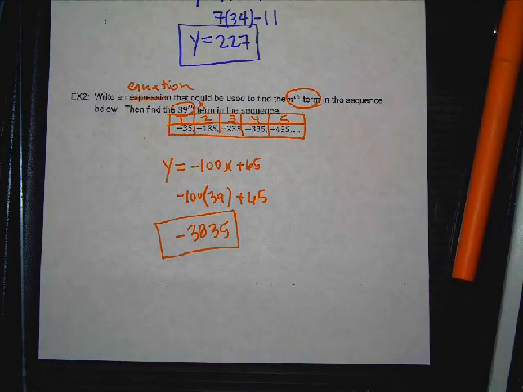Questions? Okay, so what happens if there's not an nth term in whatever?